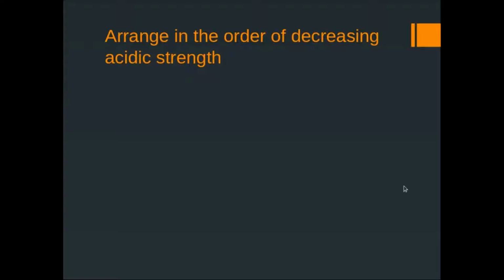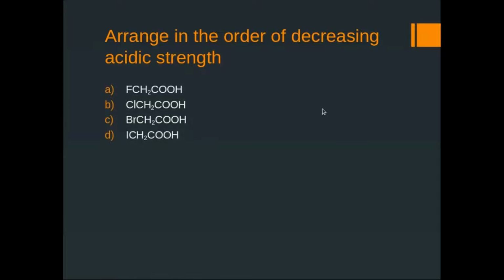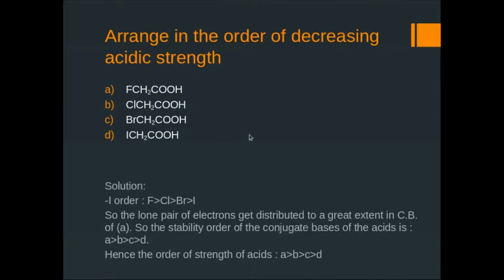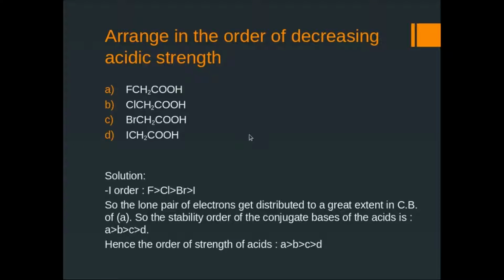Okay, so we are now giving some questions based on minus I order. The question: we have to arrange the following compounds, which are fluoroacetic acid, chloroacetic acid, bromoacetic acid, and iodoacetic acid, in decreasing acidic strength. As we shared in our previous lecture, the minus I order is as follows: fluorine greater than chlorine, greater than bromine, and then iodine.